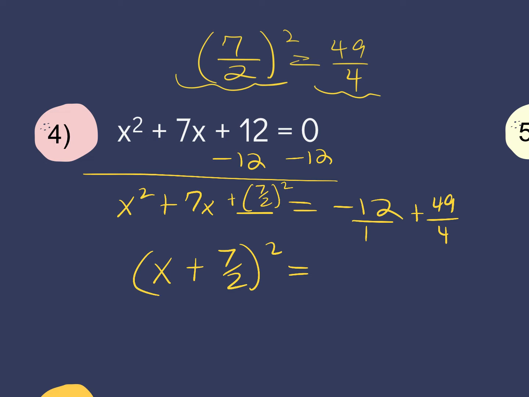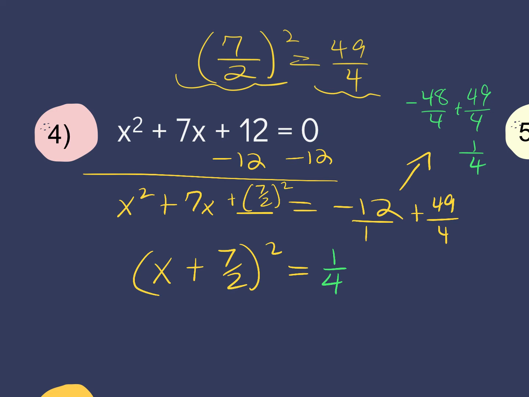All right, ready? I need to find a common denominator for 12 and 4. Negative 48 over 4 plus 49 over 4 gives me 1/4.